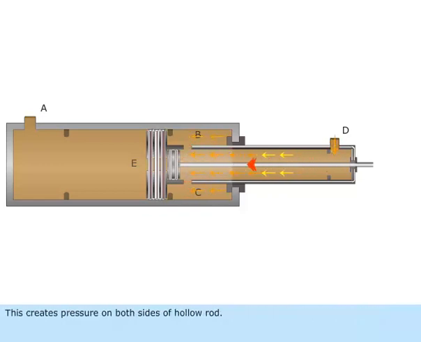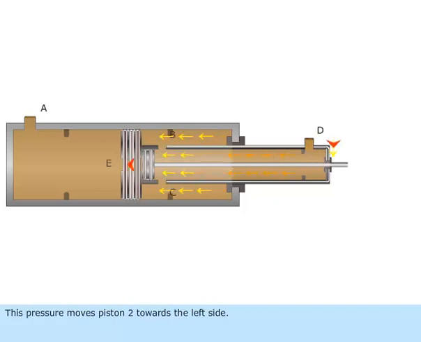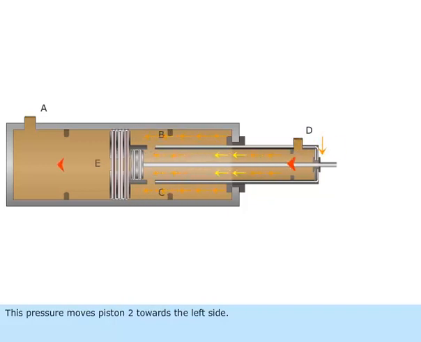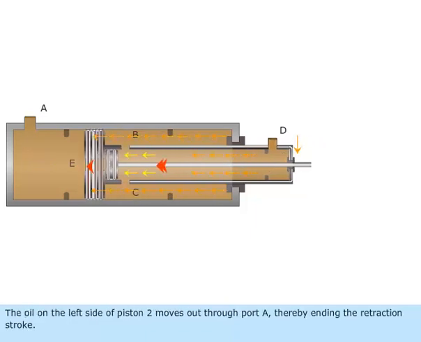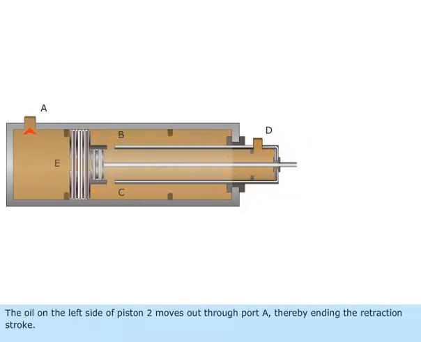This creates pressure on both sides of the hollow rod. This pressure moves piston 2 towards the left side. The oil on the left side of piston 2 moves out through port A, thereby ending the retraction stroke.